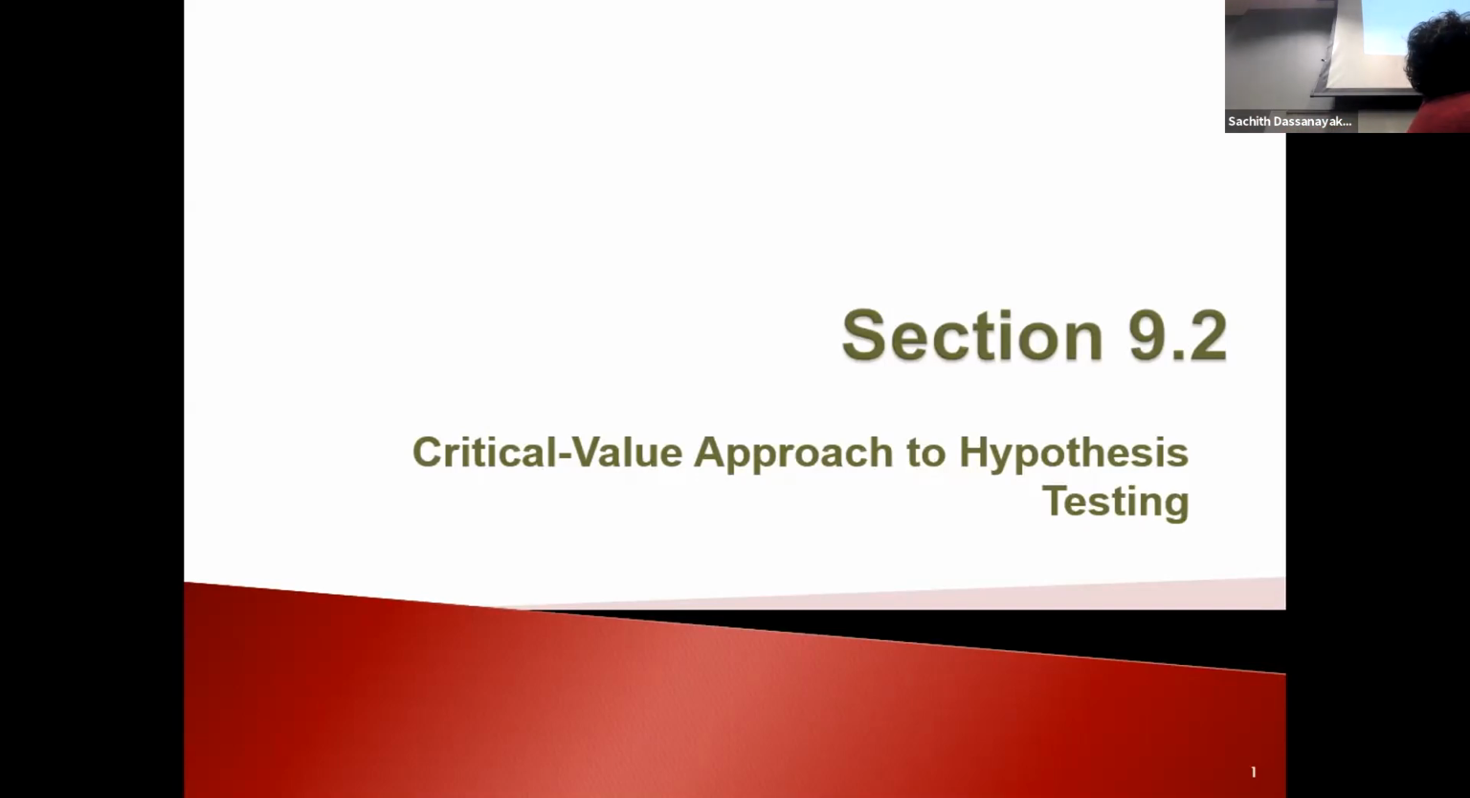I'll tell you what that value is. Based on that calculated value, we decide whether we reject our H naught or not. Simply, we are going to perform this hypothesis testing. So under section 9.2, we are performing this hypothesis testing based on the critical value approach. We have another approach in 9.3. This one is the critical value approach.